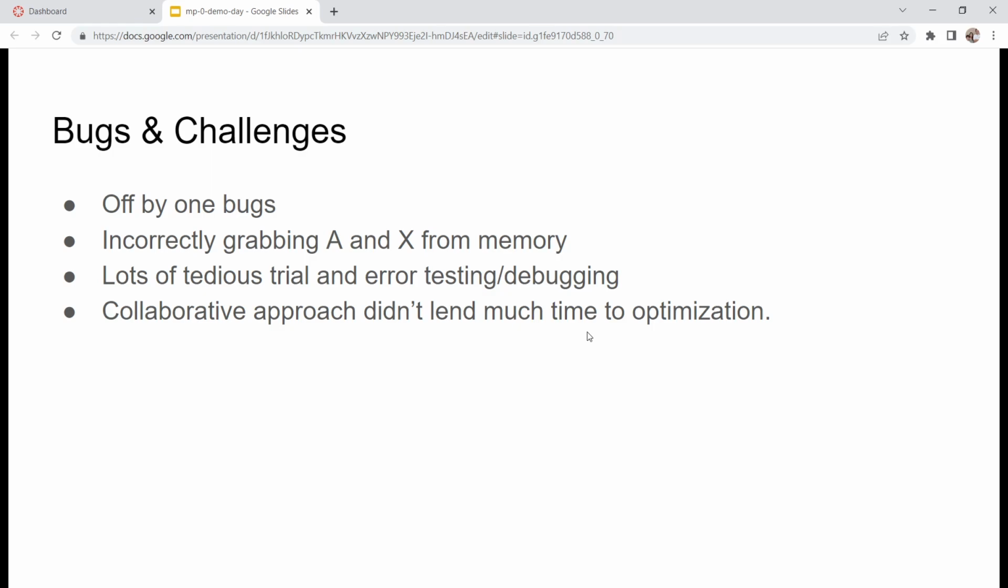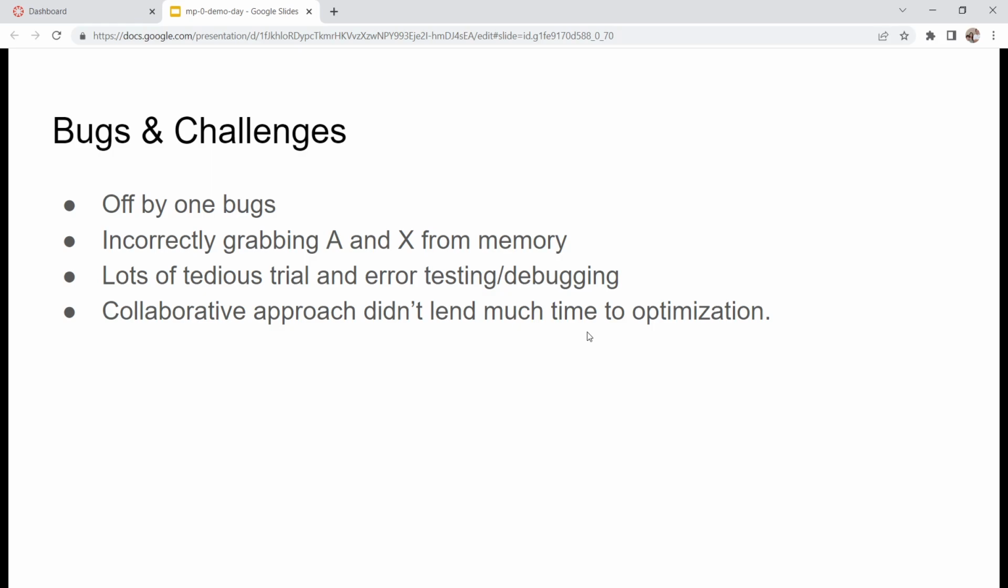We had an off by 1 bug, and we were trying to fix that, but we had other bugs that were also impacting the output. So we thought it was just an off by 1, but it turned out to be a couple other things too. Everything was wrong instead of just one thing. It was kind of a pain. We had a lot of tedious trial and error testing and debugging: does this work? Let's test it. Hey, does this work? There was a lot of back and forth that was time consuming.